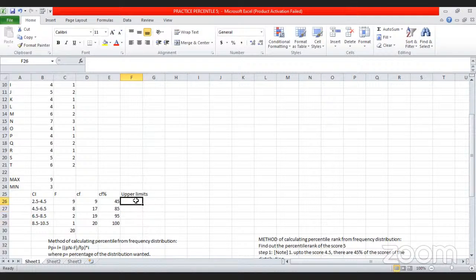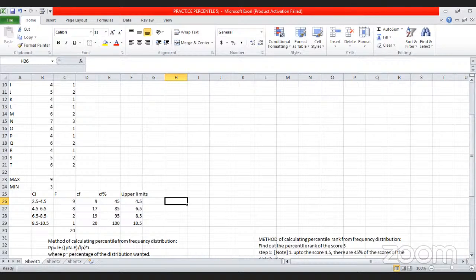Now I will just put the upper limits here: 4.5, 6.5, 8.5, and 10.5. Okay, I think this is clear to all of you. Clear up to that? Yes, it is saying clear.